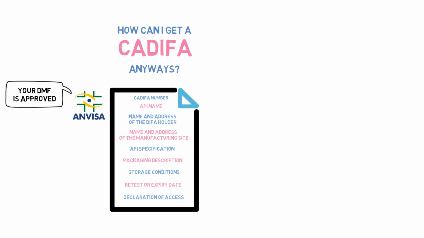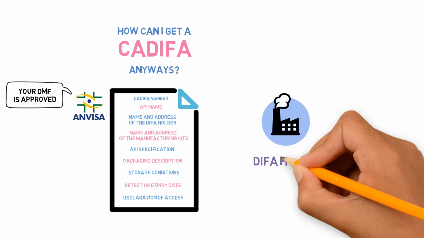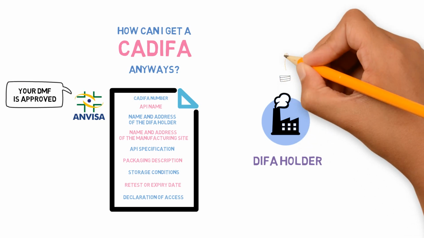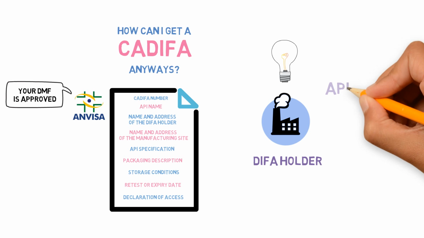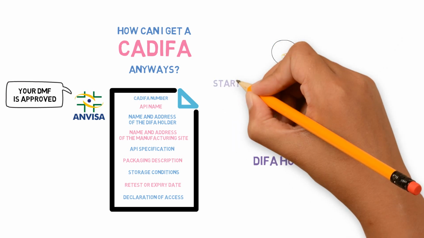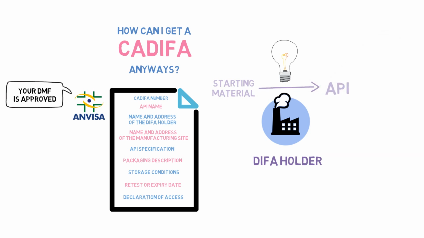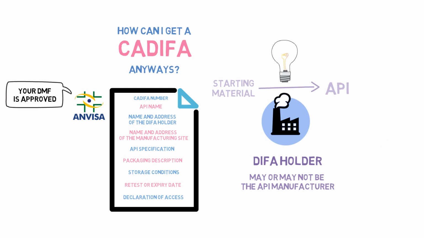But what is the procedure to request a CADIFA? A CADIFA can only be requested by the DIFA holder, which is the company that possesses the knowledge about the entire manufacturing process of the API, and is responsible for this process from the introduction of the starting material. The DIFA holder may or may not be the API manufacturer.